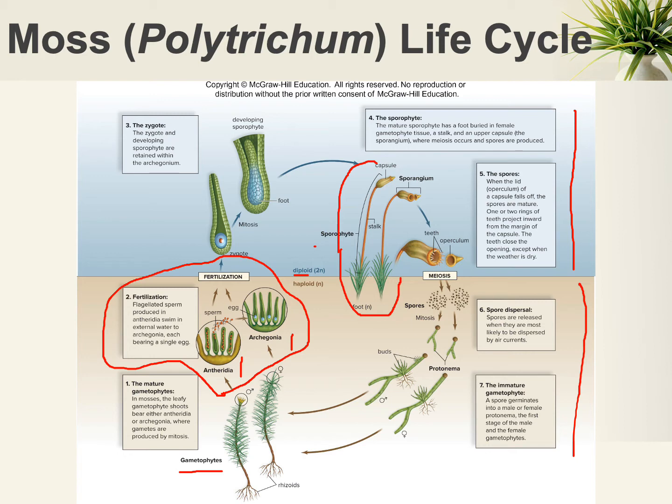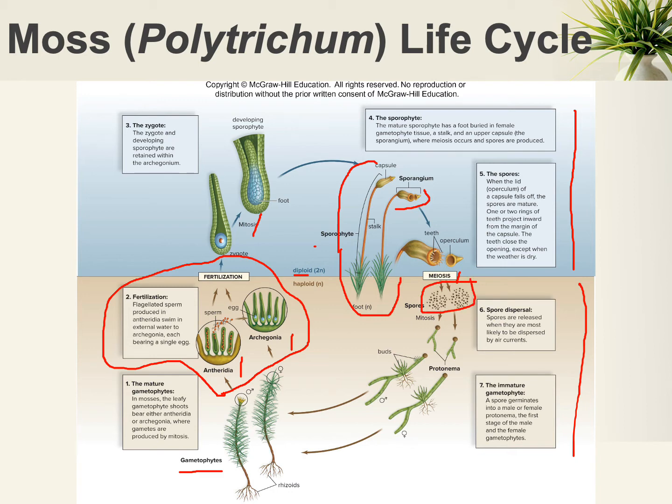Okay, next is the zygote. After fertilization, it will become a zygote. The zygote and developing sporophyte are retained within the archegonium. After that, this is the developing sporophyte, and then we have the sporophyte stage, which is diploid. The mature sporophyte has the foot buried in the female gametophyte tissue, a stalk, and an upper capsule, which is called the sporangium, this one here, where meiosis occurs and spores are produced.